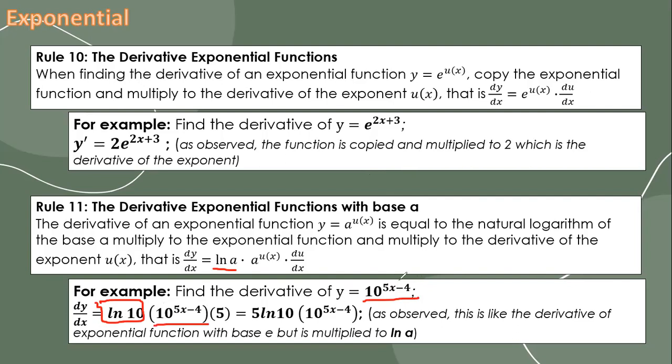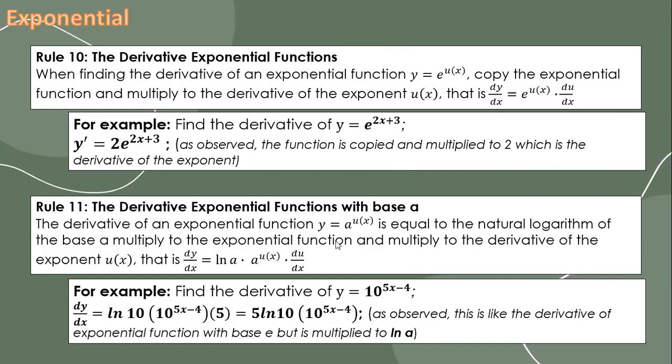Oops, meron pang derivative yung exponent. So we have to multiply it to 5. Simplify, 5 ln of 10 times 10 raised to 5x minus 4. That is already a final answer. As observed, this is like the derivative of exponential function with base e but multiplied to ln of a. Kasi nga, again, hindi na e yung ating base. Okay, so wag malilito.